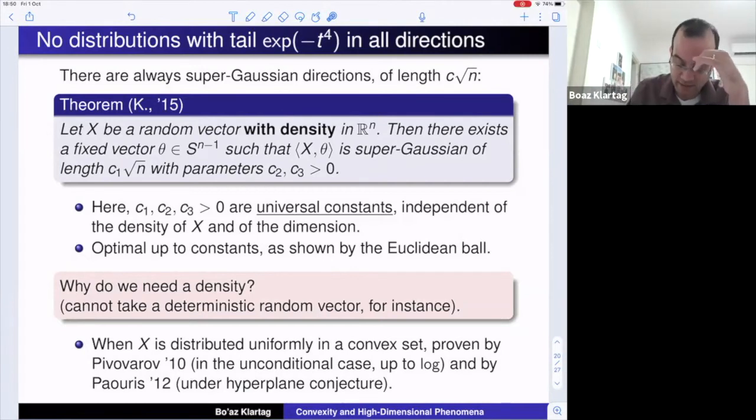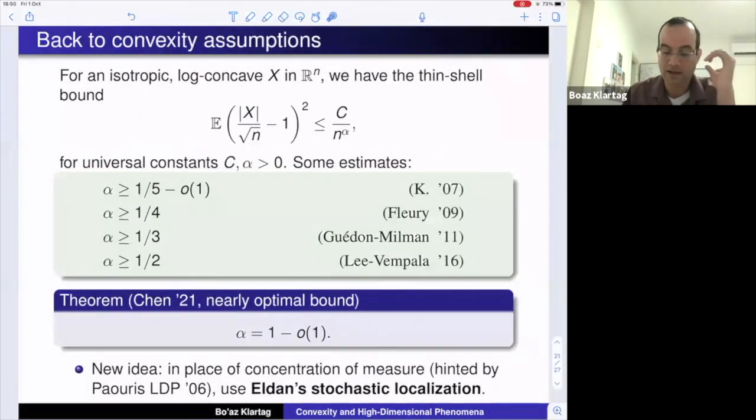And I should also say that under a convexity assumption, this was proven earlier by Paouris, and also I had some earlier result that gave it with weaker dependence, with some log n to the power quarter. Okay, so this was about non-convex situations, and now let's go back to the convexity assumption, which is our main topic in these lectures.